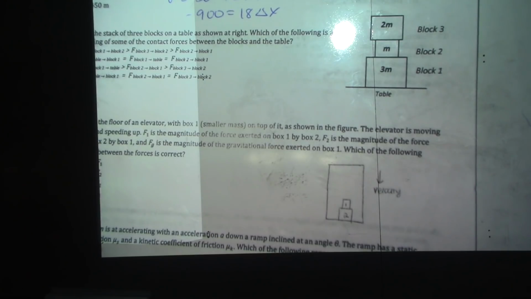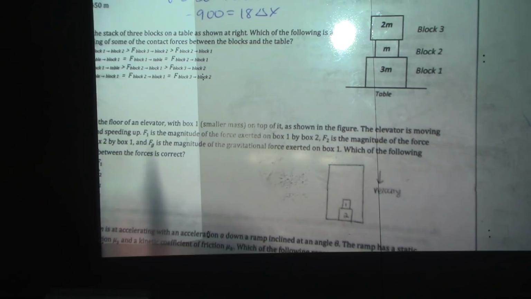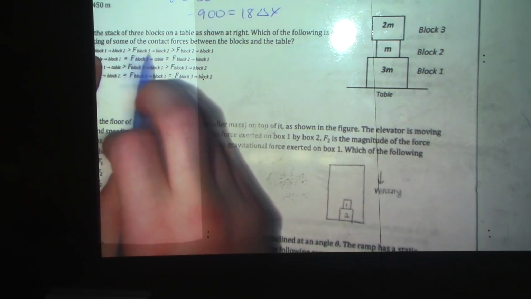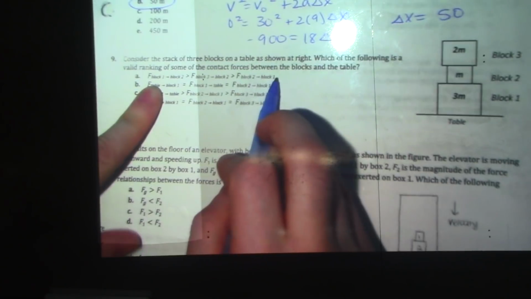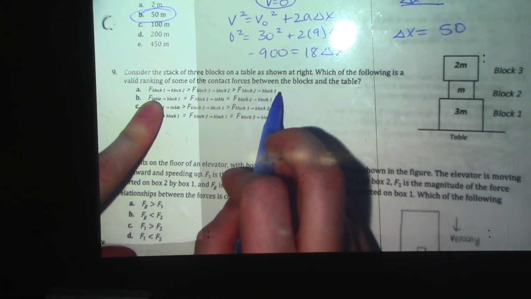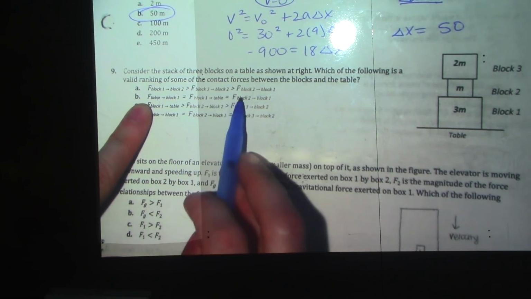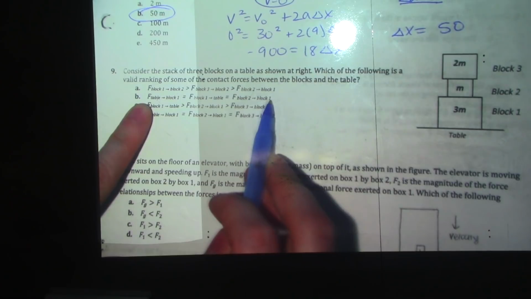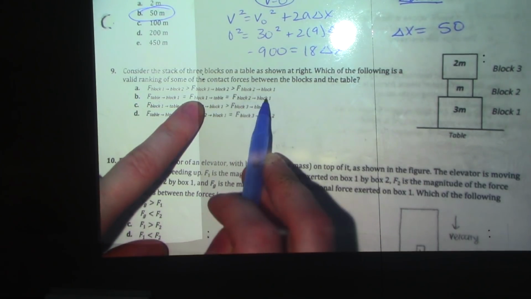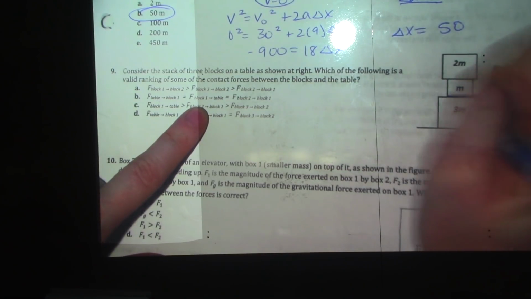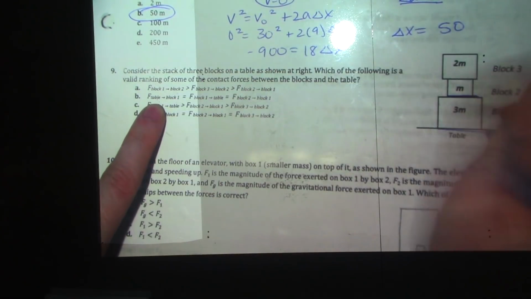Number 9, we are looking at 3 blocks stacked on a table, and we want to know the ranking of the forces. So between block 1 and block 2, block 3 and block 2, and block 2 and block 1, so those are 3 different forces. My first thing I check for is, is there anything that should be equal that they're saying is not equal? Table on block 1 equals block 1 on the table equals 1 and 2. Well, it doesn't seem likely that the table and block 1 equal each other, so let's look. The force between block 1 and block 2 versus the force between the table and block 1.